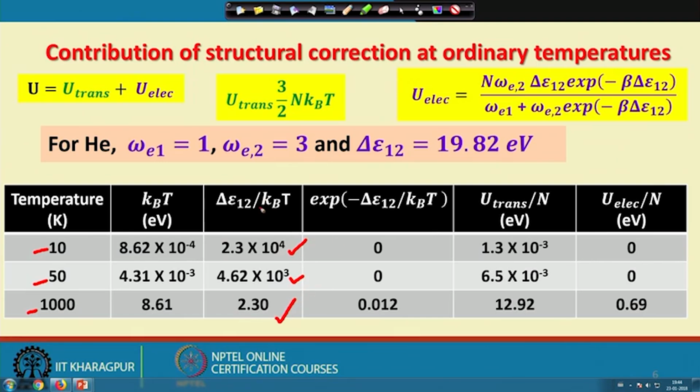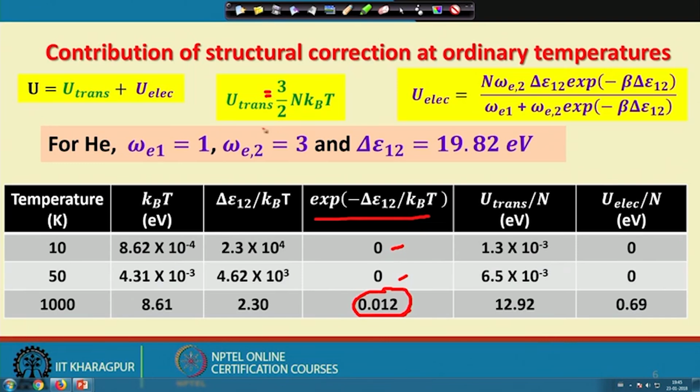So, what is the consequence of this? The consequence of this is that this exponential term as written out here, these are virtually 0 at the low temperatures of 10 to 50 Kelvin, and this is about 10 to the power of minus 2 at 1000 Kelvin. So, what is the consequence of having this small yet finite value of this exponential term to the contributions that we see here?